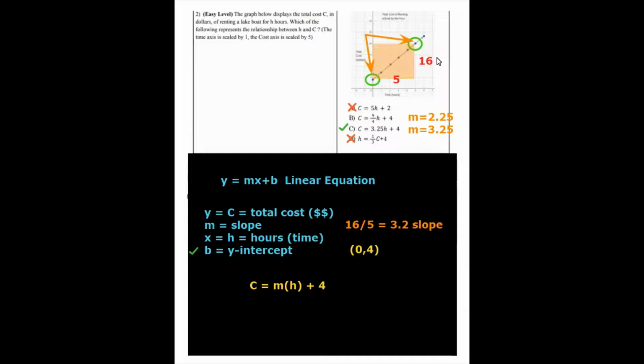So that gives us a slope ratio of change in y over change in x, or 16 divided by 5, or about 3.2. Looking at the answer choices, we're looking for an equation that's C equals 3.2H plus 4. So we can eliminate A and D. Those are not written properly. A has the wrong y-intercept, and D has the variables in the wrong places. So it has to be B or C. Well, 9/4 is a slope of 2.25, and C is more accurate because that gives a slope of 3.25, which is very close to 3.2.